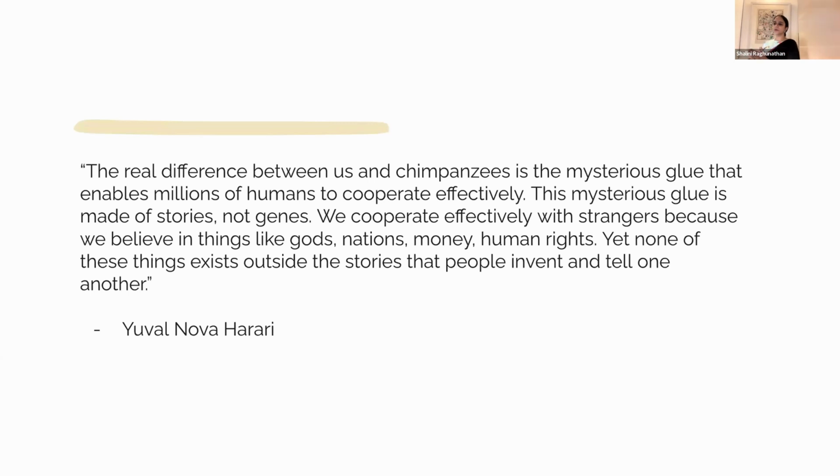It says, the real difference between us and chimpanzees is the mysterious glue that enables millions of humans to cooperate effectively. This mysterious glue is made up of stories, not genes. We cooperate effectively with strangers because we believe in things like gods, nations, money, human rights. Yet none of these things exists outside the stories that people invent and tell one another.